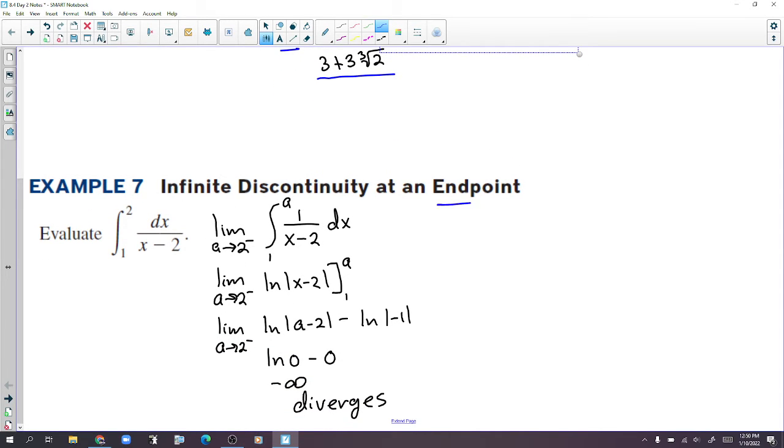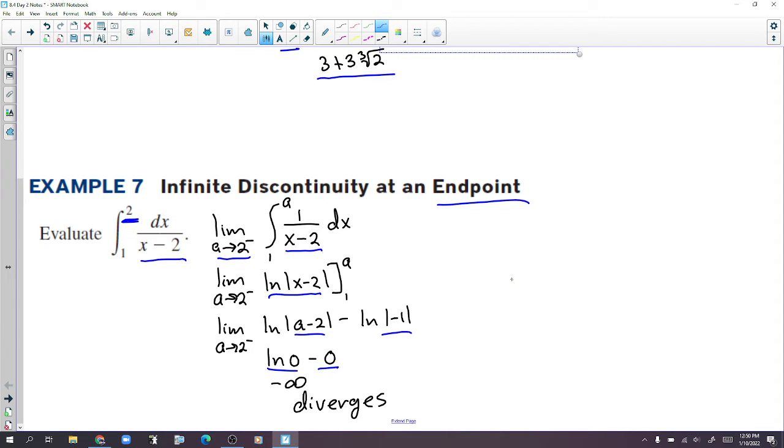Infinite discontinuity at an endpoint. Well, the endpoint of 2 is the problem child there. That causes the denominator to be 0. So we're going to approach 2 from the left. The antiderivative is the natural log of x minus 2. Plug in a, plug in 1. 1 minus 2 is negative 1. And then we have the natural log of 0 minus 0.